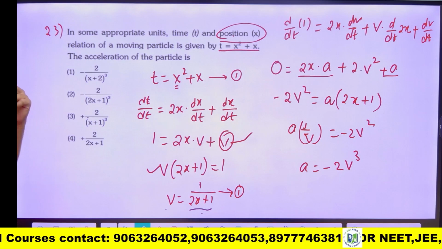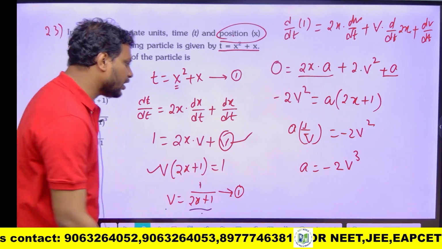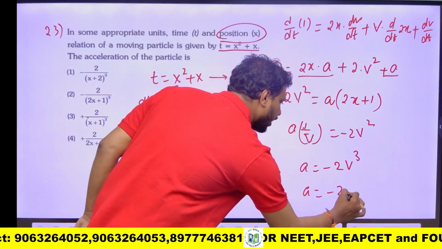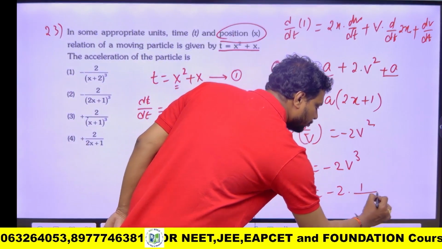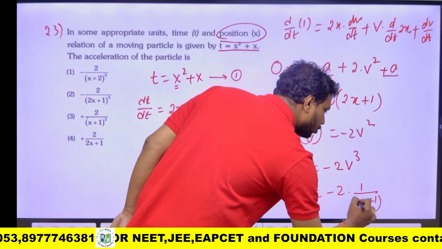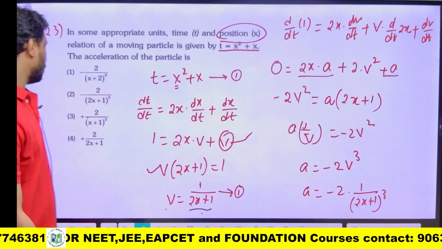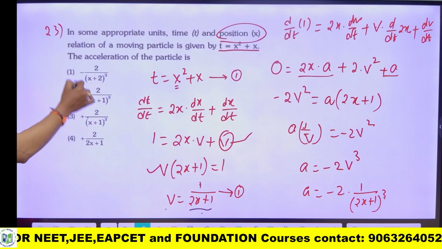But the options are given like this. So v cube means you can write a is equal to minus 2 into, v is 1 by 2x plus 1, so this is 1 by 2x plus 1 whole cube. So option 2 is correct.